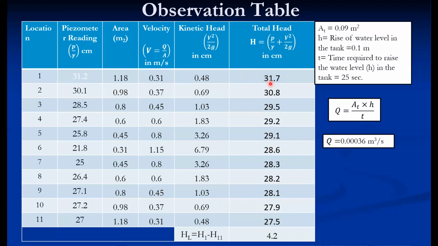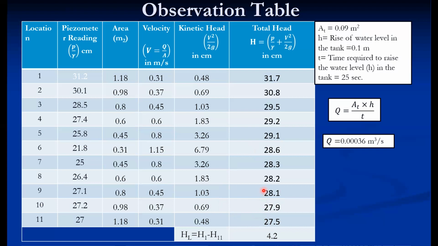So you can see that the total head continuously decreases, because if you take any two sections, there is a drop in energy. So continuously energy decreases along the direction of flow, because the fluid is flowing from section 1 towards 11. Along the direction of flow, there is continuously a drop in energy. And the entire drop, from section 1 to section 11, is called the overall head loss, H1 minus H11, that is 4.2. So this is the observation table.